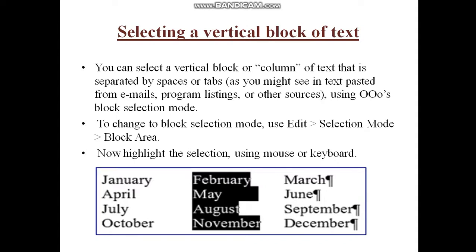Okay, suppose you want a vertical block of text selection. See, suppose February, May, August, November. When you want to select that vertical block, go to the Edit option, then Selection Mode and then Block Area.